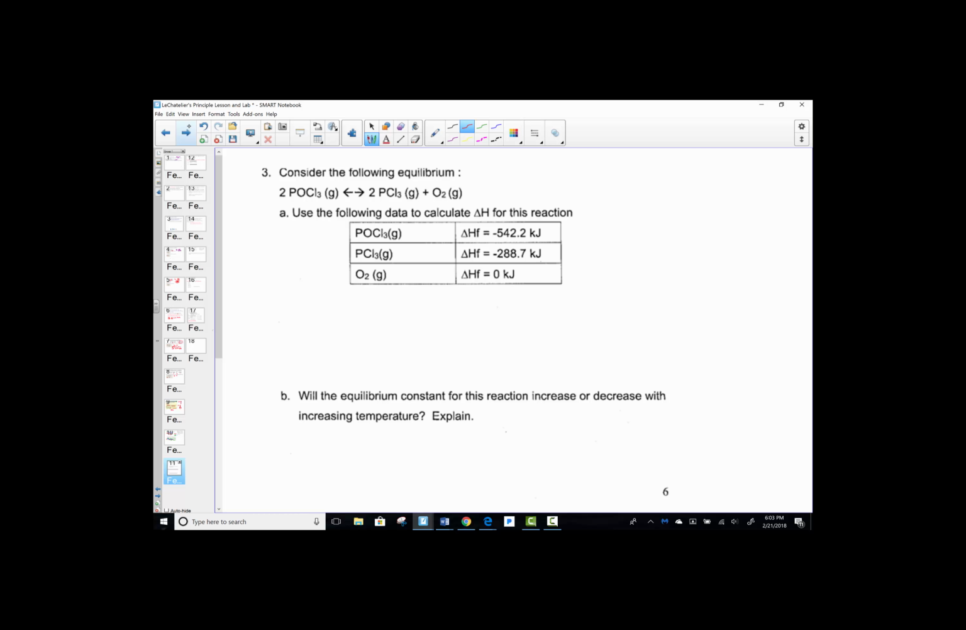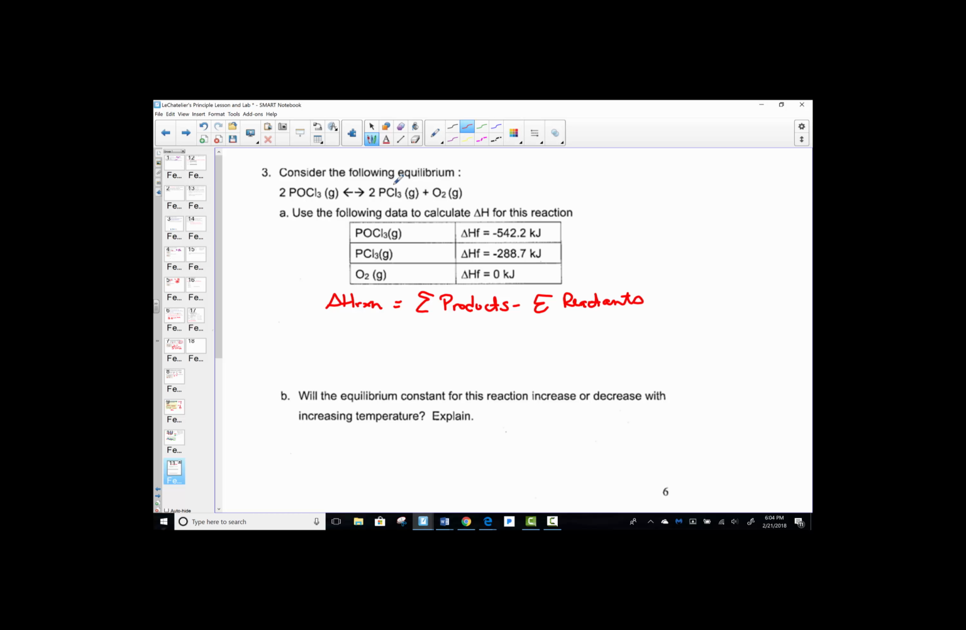Let's consider the following example, and I pulled this from your practice test, the actual multiple choice test. It says 2 POCl3s are in equilibrium with 2 PCl3s and an oxygen. Calculate the following delta H from this reaction. These are called heats of formation. The delta H of the reaction is equal to the sum of the heats of formation of the products minus the sum of the heats of formation of reactants. Products minus reactants, an old formula from our thermodynamic chapter.